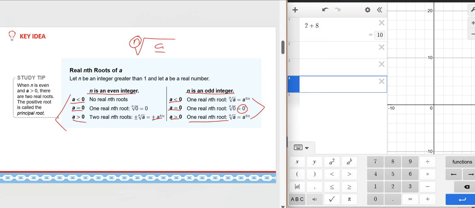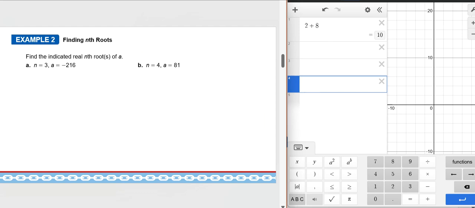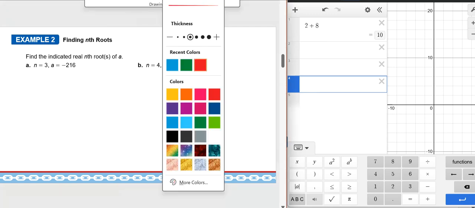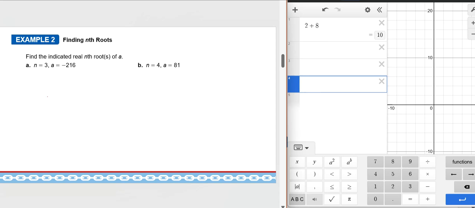So let's look at that in practice a little bit. Find the indicated real nth roots of a. I need to put this in a usable form, and I can do this one of 2 ways. I can put this into radical form, so I draw my radical sign. That's the 3rd root of negative 216. Or I can solve this as negative 216 to the 1/3 power.